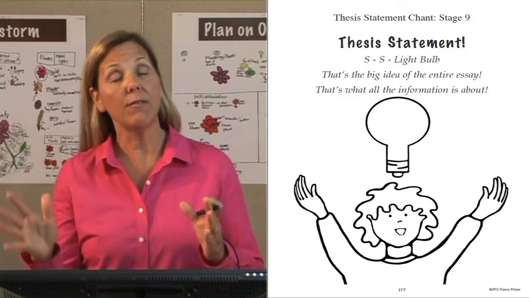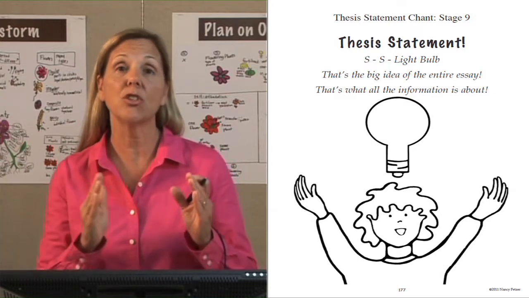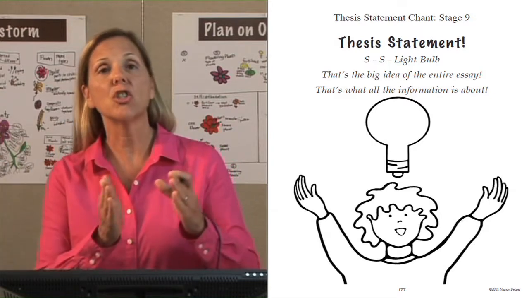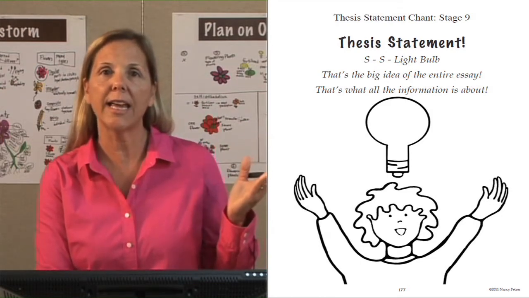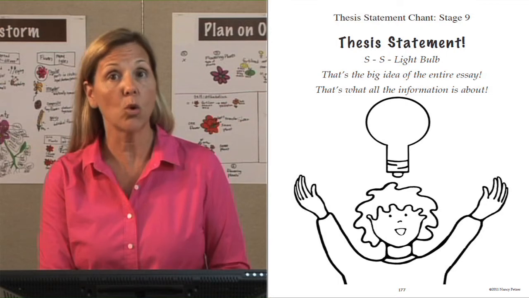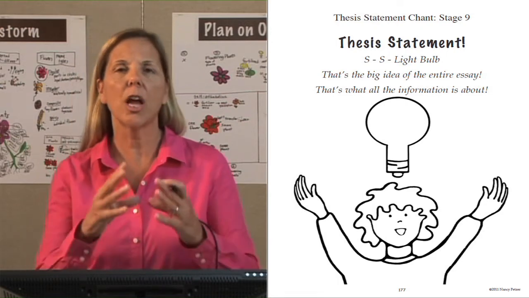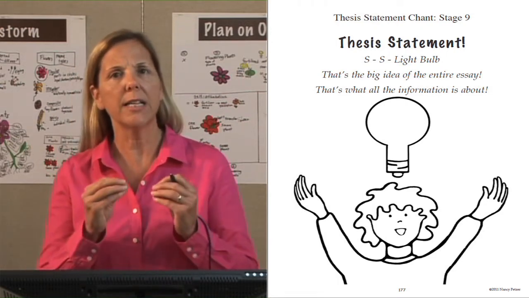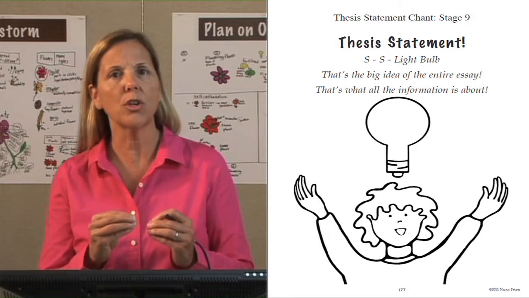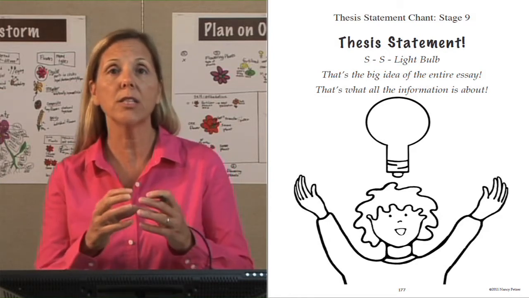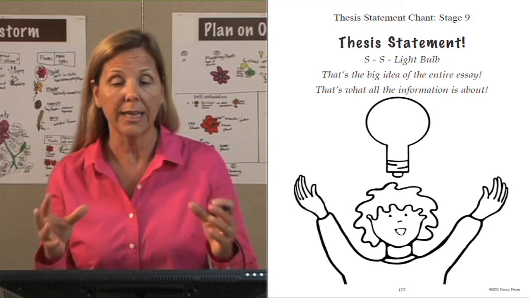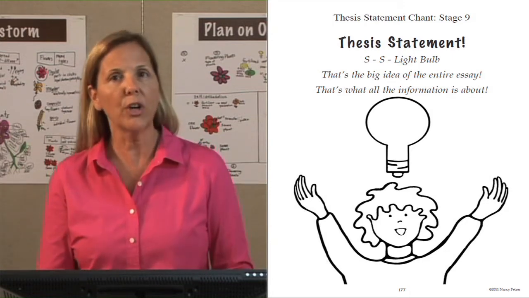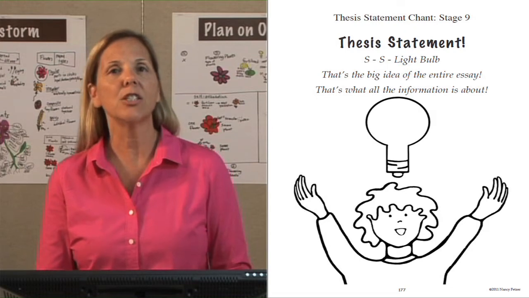We are leaving the advanced paragraph level from stages 7 and 8, and stage 9 is our first step that will lead us finally to stage 10, an informative explanatory essay. Stage 9 is critical because that thesis statement is going to determine how to organize your essay as well as all the information that's going to be in your essay. Let's get started with the first page, and that is the chant.